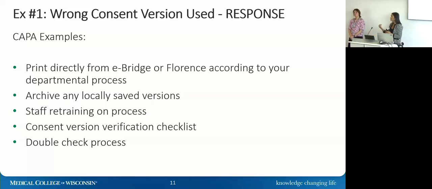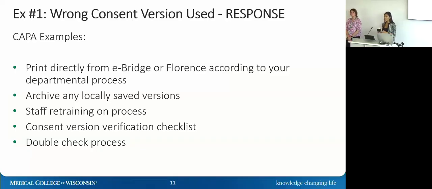So depending on what the reason was, some potential ways to prevent this was maybe we need to print that consent form directly from eBridge or Florence, right? Maybe you need to create a guideline or an expectation in your department of how you're going to obtain the correct version every time. Maybe instead of having people pull from that local drive because we need to save them for our records, maybe we archive them. So we archive all the old ones so they know exactly these are all the old ones, don't go in there. Maybe that's something you do.